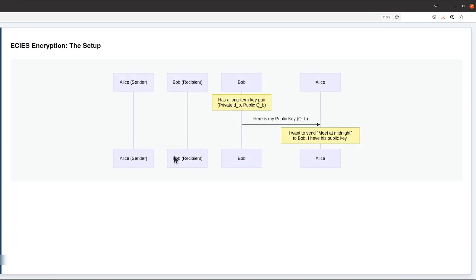ECIES encryption. The setup. Let's set the stage. Alice wants to send an encrypted message to Bob. Bob has a long-term ECC key pair, his private key D_B, which he keeps secret, and his public key Q_B, which he has shared with Alice. Alice has the message she wants to send, "meet at midnight," and she has Bob's public key Q_B.